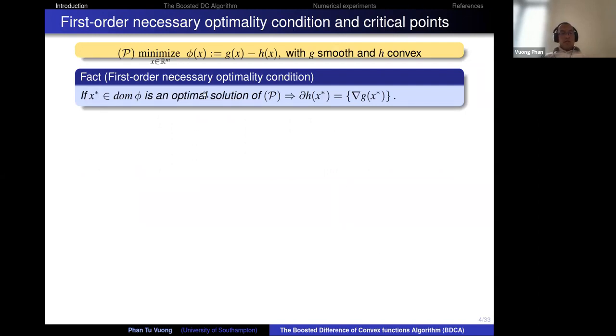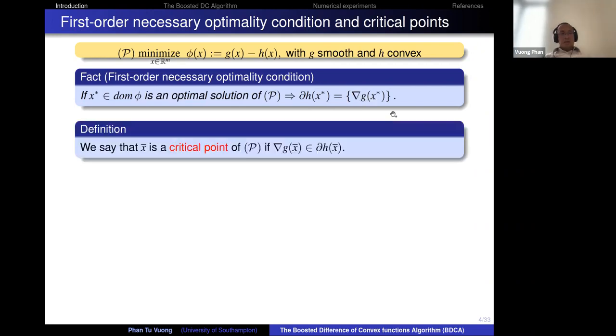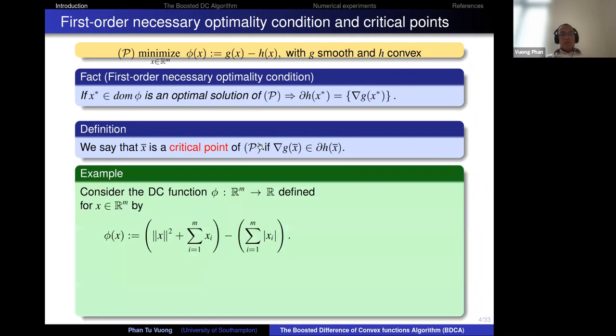So here's the first order necessary optimality condition, basically saying that if a point x star in the domain of phi is an optimal solution, then the subdifferential of h at x star is a singleton, equal to the gradient of g at x star. And we also say that x bar is a critical point of this problem P if the gradient of g at x bar is an element of the subdifferential of h at x bar. So if the point x star satisfies the first order necessary optimality condition, then it's a critical point, but the converse is not true in general.